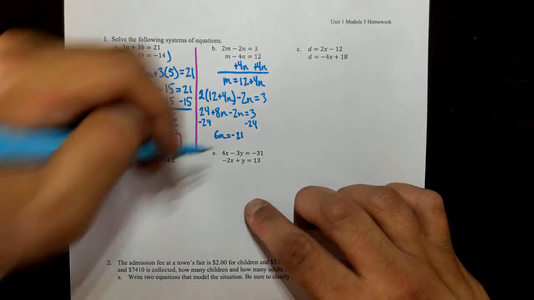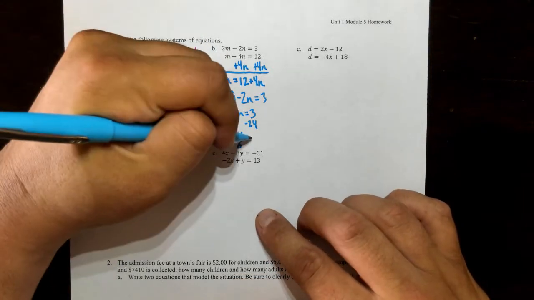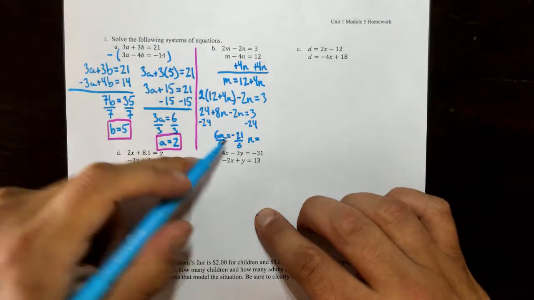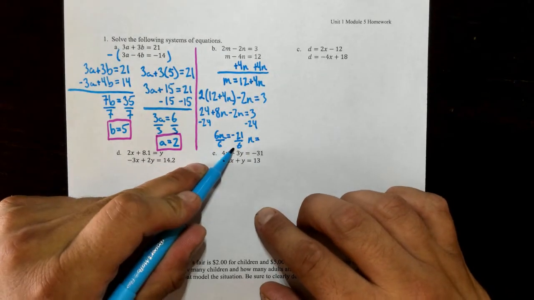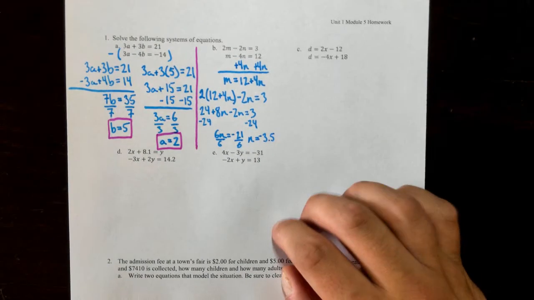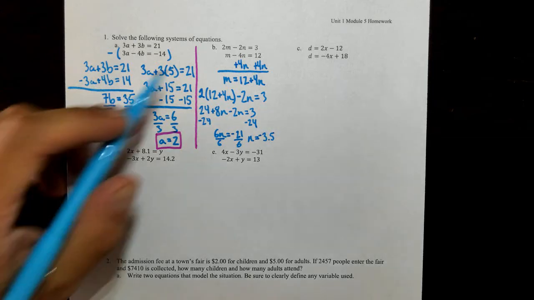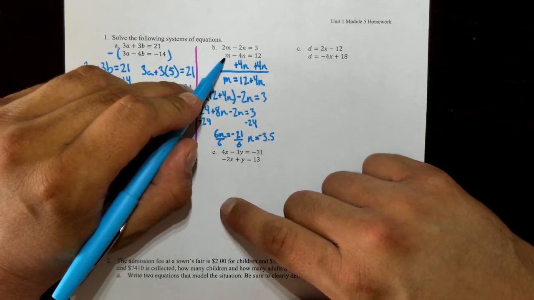And then I'm going to divide by 6. Sorry, I'm running out of room here. So n is equal to negative 21 over 6. That will be negative 3.5. I'm just going to go to a decimal here. Now that I have that, I can plug that in for n in any equation and solve for m. So I'll just plug it into the second equation.